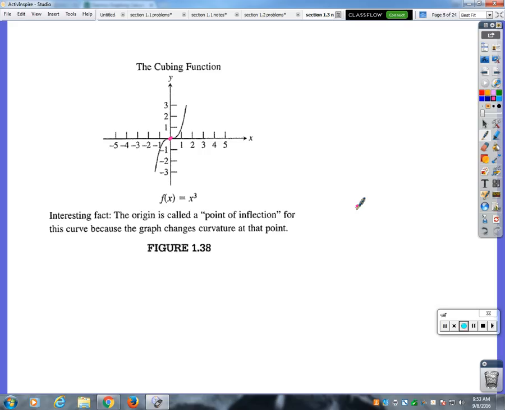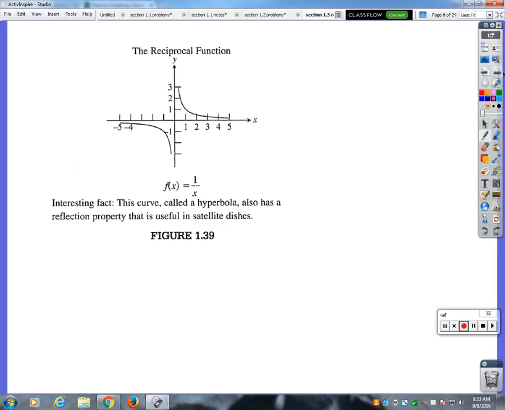I do not believe that we go to x to the fourth, because that's not very common, so I wonder what's next. The old reciprocal function. So this one is 1 over x. It has two simple asymptotes: a horizontal asymptote right here, and a vertical asymptote right there.